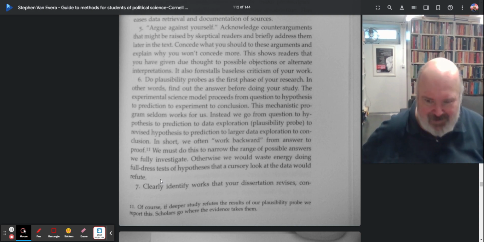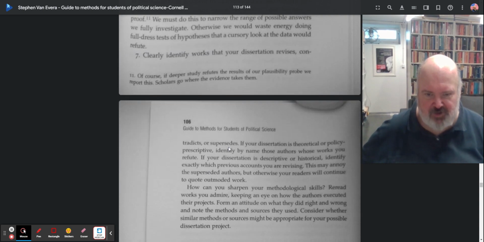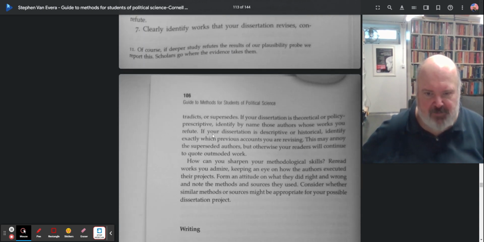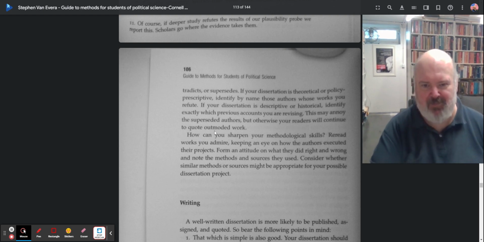Seven, identify works that your dissertation revises, contradicts, or supersedes. If your dissertation is theoretical or policy prescriptive, identify the names of the authors whom your work refutes. If your dissertation is descriptive or historical, identify which previous accounts you're revising. This may annoy these superseded authors, but otherwise your readers will continue to quote outmoded work, right?